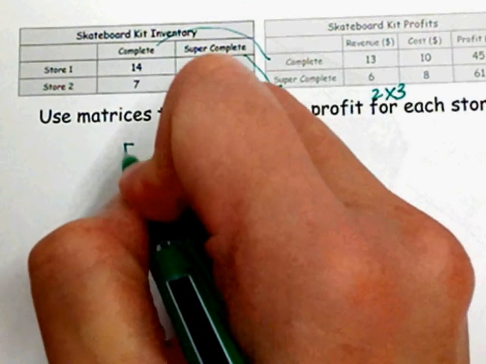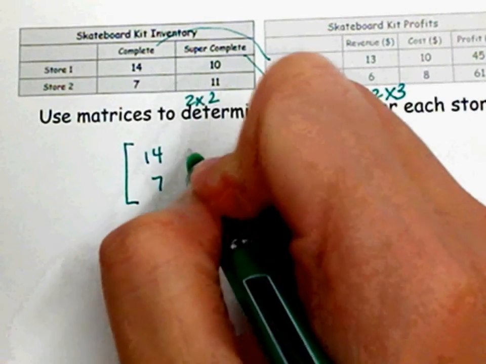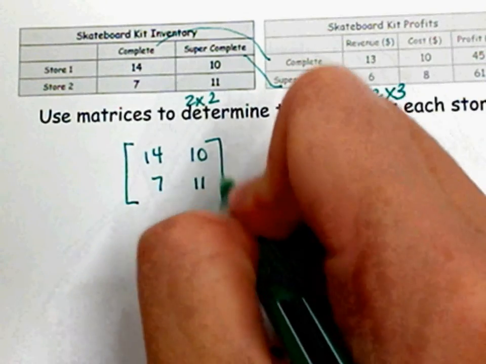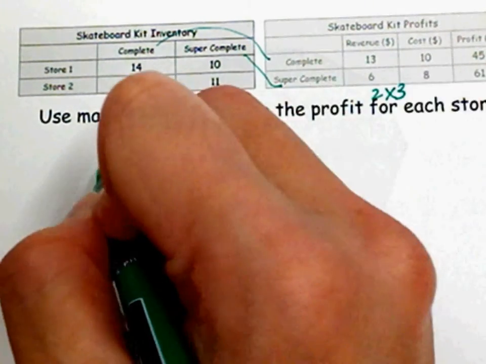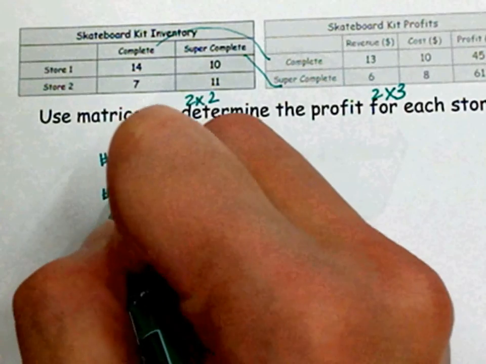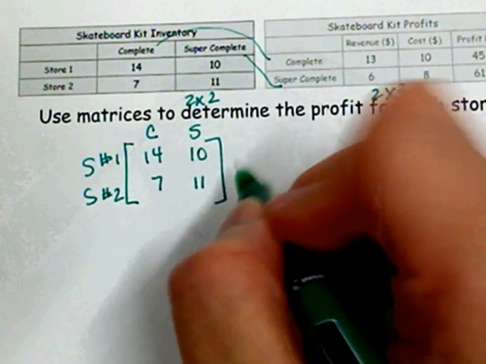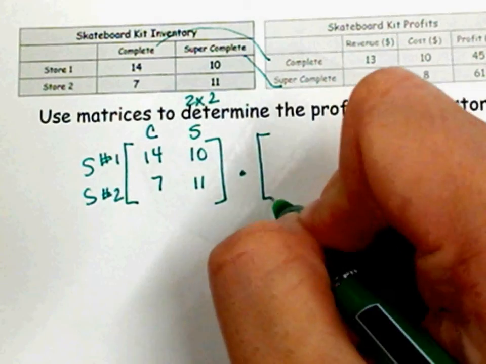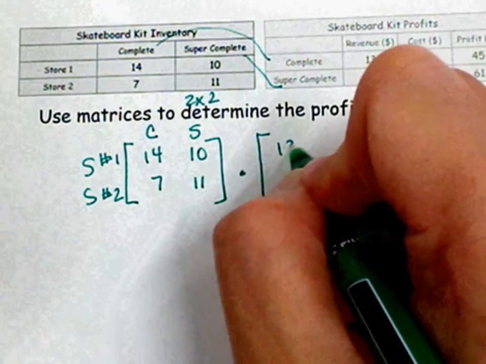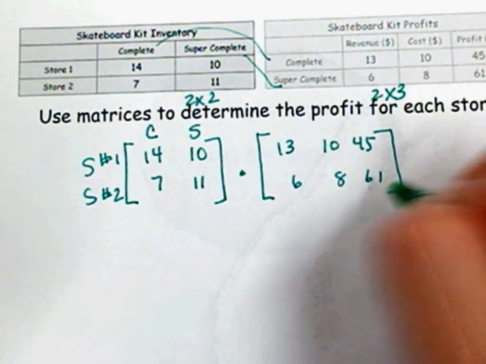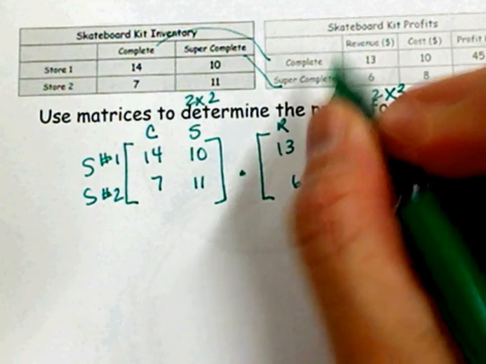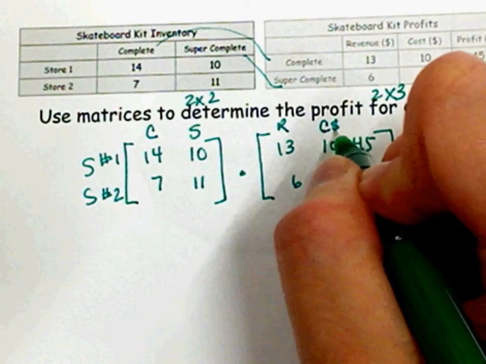So here's your first one. 14 and 7, 10 and 11. I'm going to call this complete, and this is super complete. Store number 1, store number 2. I'm going to multiply it times your other one. 13, 10, 45, 6, 8, 61. Okay? Here's your revenue, here's your cost, here's your profit.